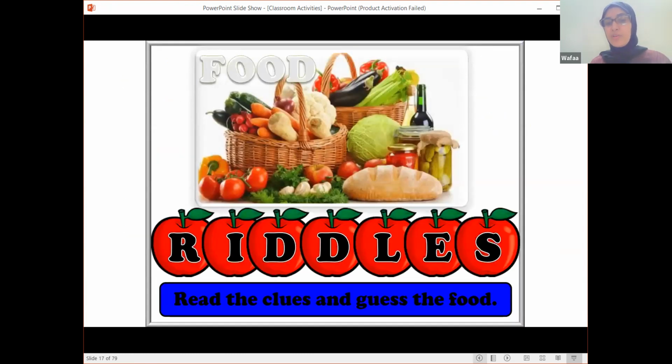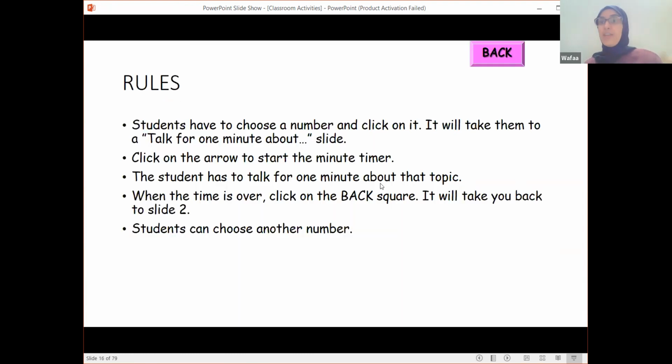And there are rules for this game. You can set the rules at the very beginning. They talk for 1 minute. They click the arrow for the minute timer, and when it's done, time is over. And as I've told you, you can use it individually or in groups.